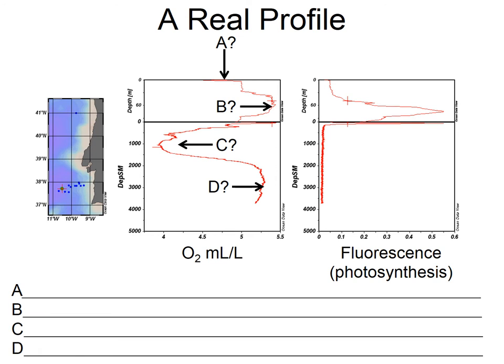These are some actual profiles that I made on a cruise a couple of years ago off Portugal. We've got the concentration of oxygen in milliliters per liter on the left, and fluorescence, a measure of photosynthetic biological activity, on the right. The thing to point out is that the vertical scale is different at the top. It goes from 0 to, I think, 100 meters, and then there's a second graph plotted underneath it from 0 to 5,000 meters. So I've just expanded this top part of the water column.